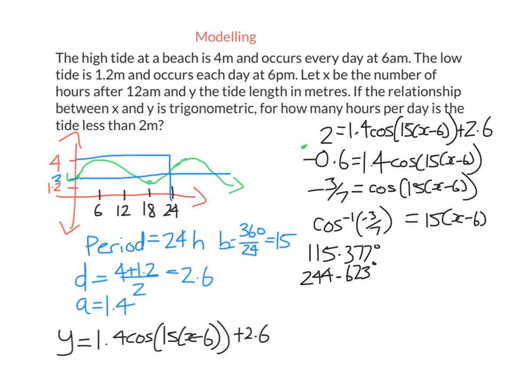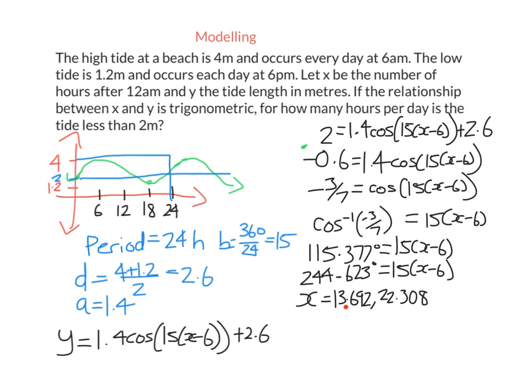Now what we have to do is solve 15 times (x minus 6) is equal to both of these things. In both cases, all we do is divide each of these numbers by 15, and then add 6. And so what I get is x equals 13.692 or 22.308. So that means it hits 2 meters at these two times.